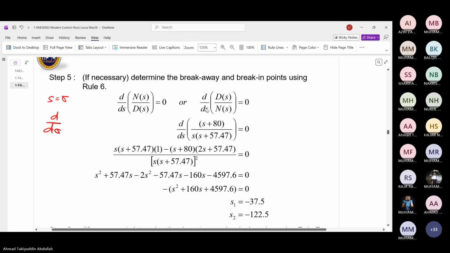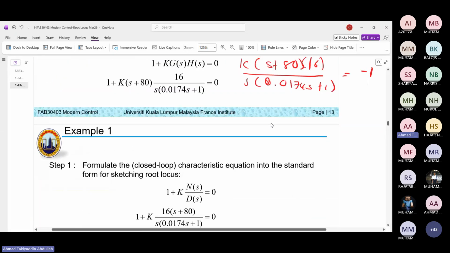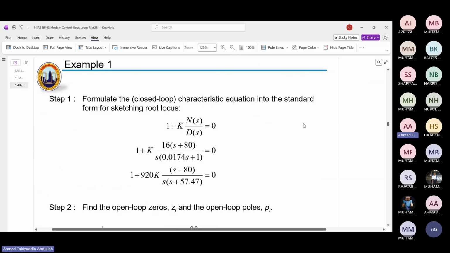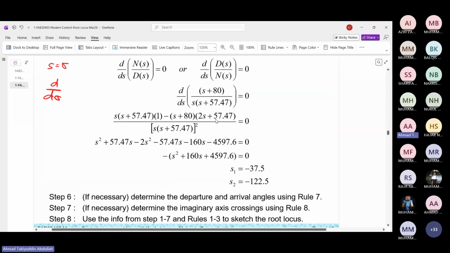Got it, guys? But we do not want it to be with the 0.0174s, and definitely we do not want it in that way. That's why we change it to (s plus 80) over s(s plus 57.47). Got it, guys? Do you have a question on that? Hello? Guys, any question? No, sir. Okay.